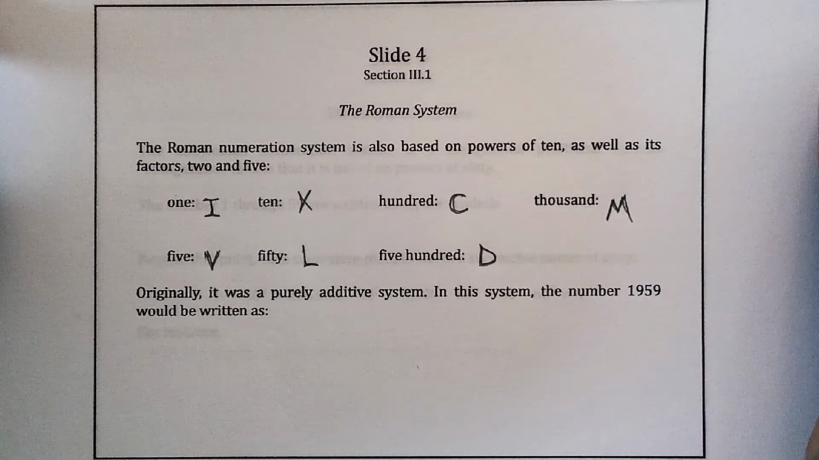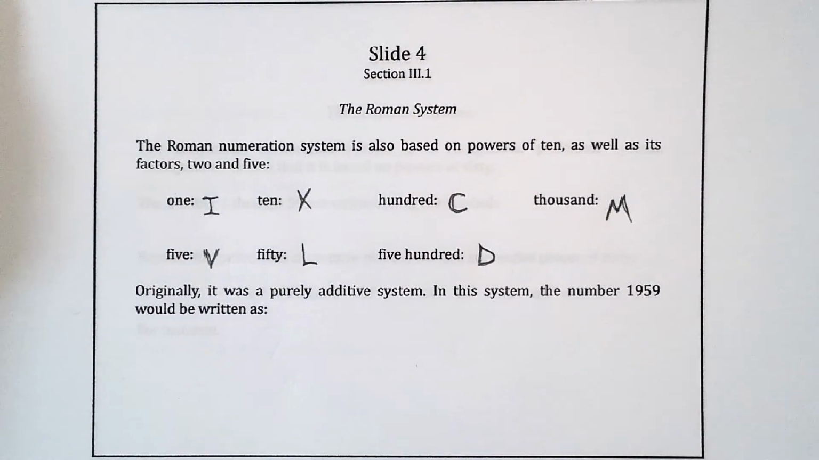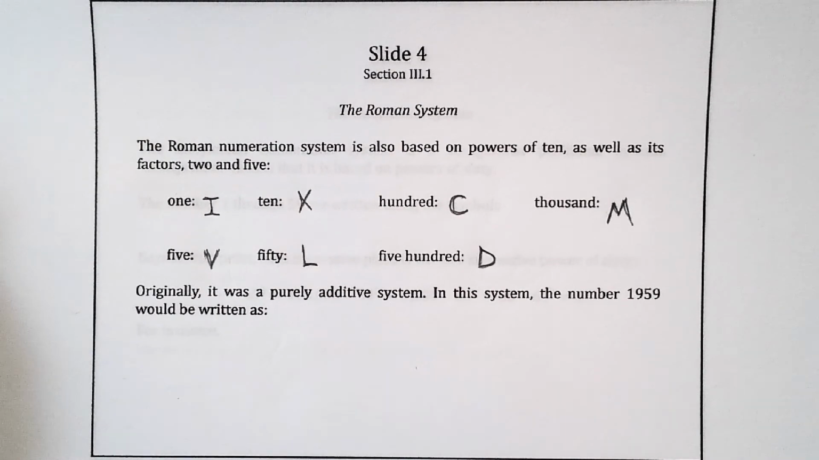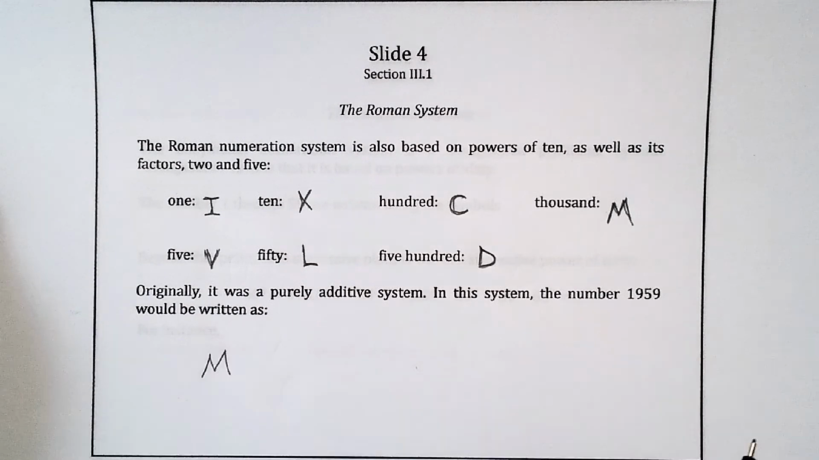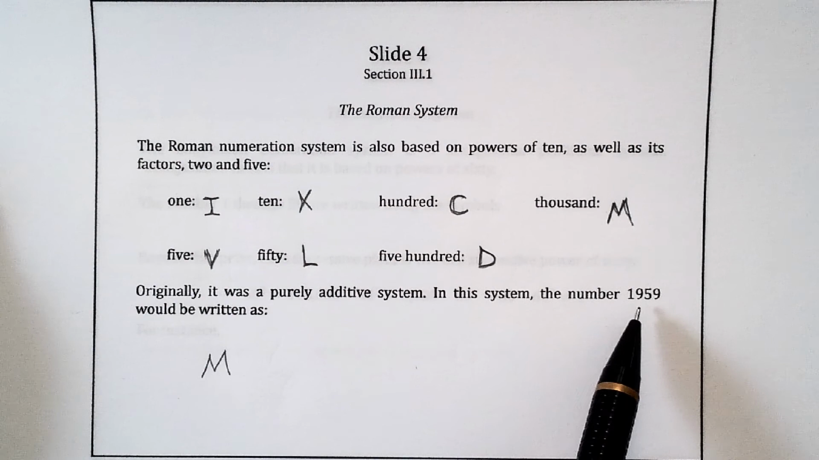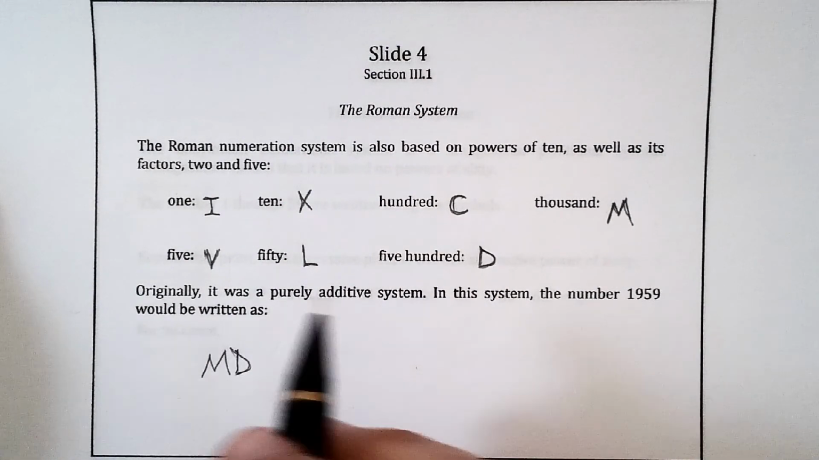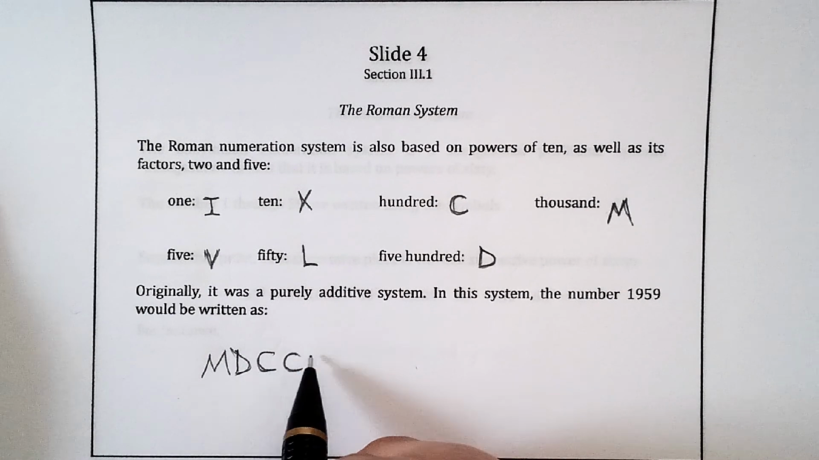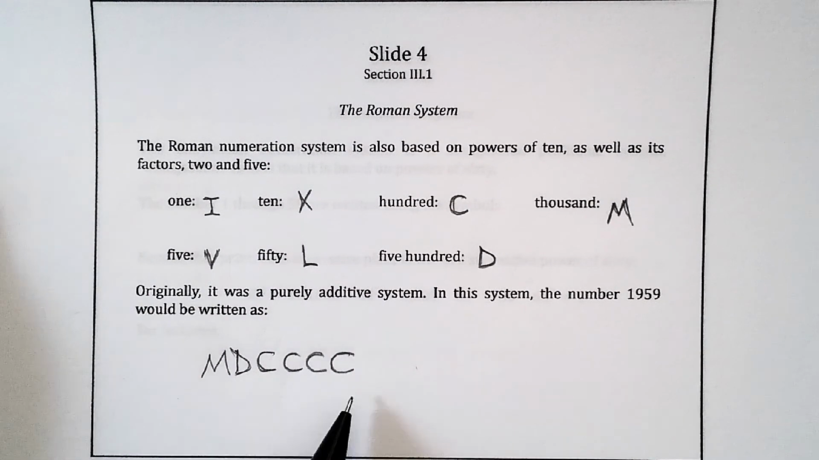Originally this system was purely additive. So in this system, the number 1,959 would be written as follows. You'd have 1,000, so that's M. And then 900 would be represented by 500 and 400s. So M, D, C, C, C, C. And we're up to 1,900 with that.